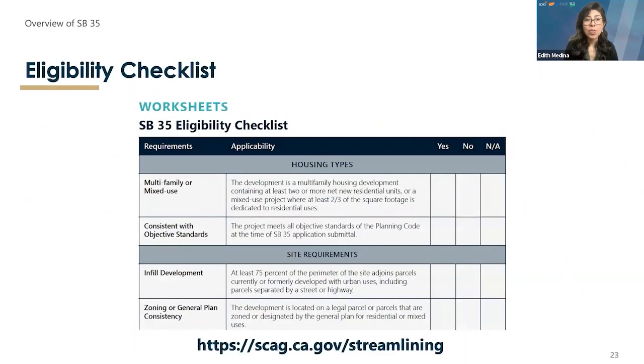I want to point out that in our guidance materials that are posted on our website, we have the eligibility checklist in the last few pages that you can utilize when you are reviewing SB 35 projects.